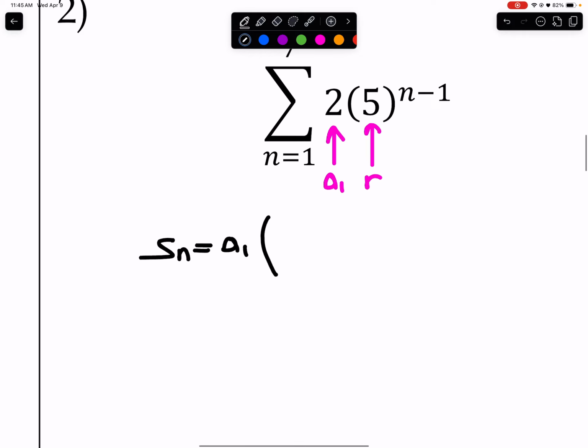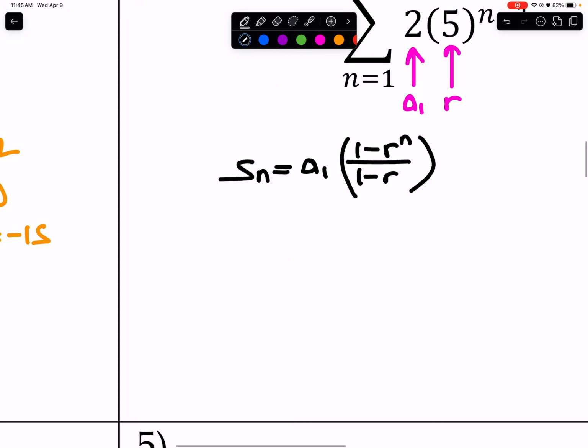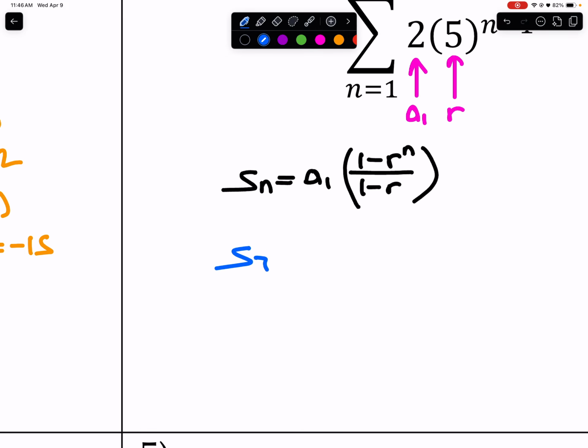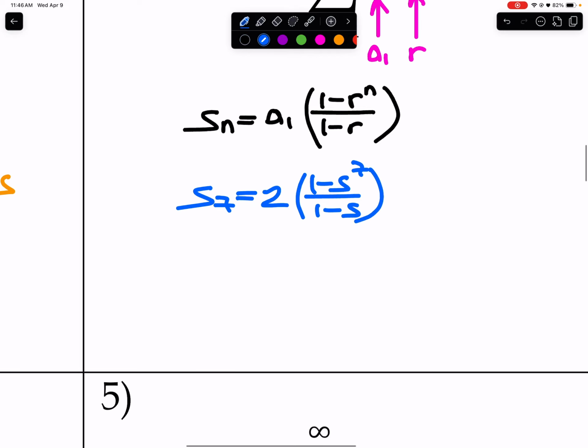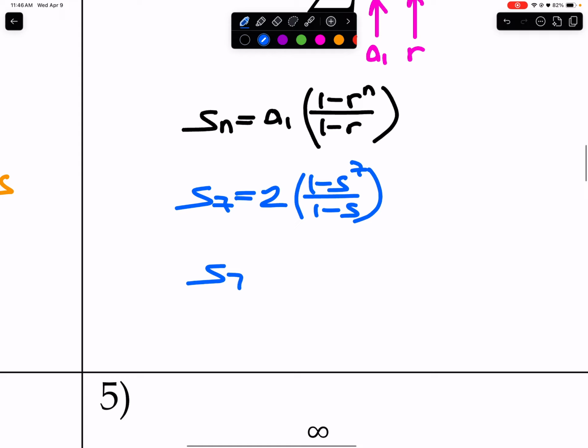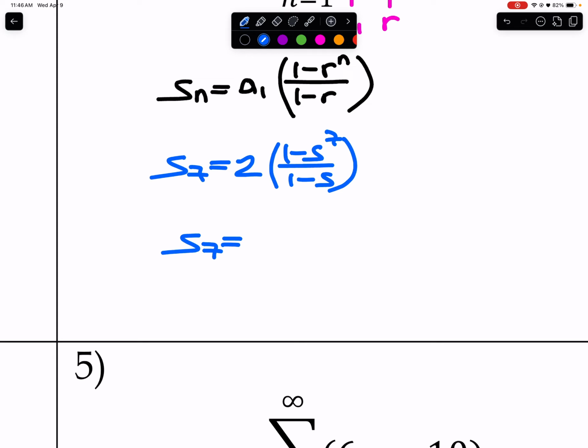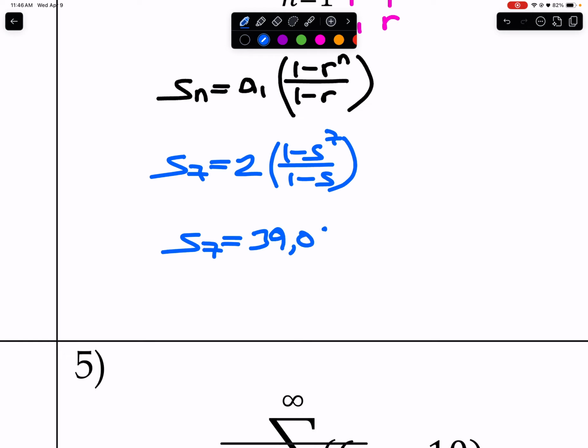So we're going to do the value of the first term times 1 minus r raised to the number of terms, over 1 minus r. When I plug in, we're finding the summation of 7 terms, which is going to be 2 times 1 minus 5 raised to the 7th over 1 minus 5. Numbers like this, we're not going to make you necessarily crunch by hand because these numbers can get pretty big. But when you do plug in, I believe you are going to get 39,062.